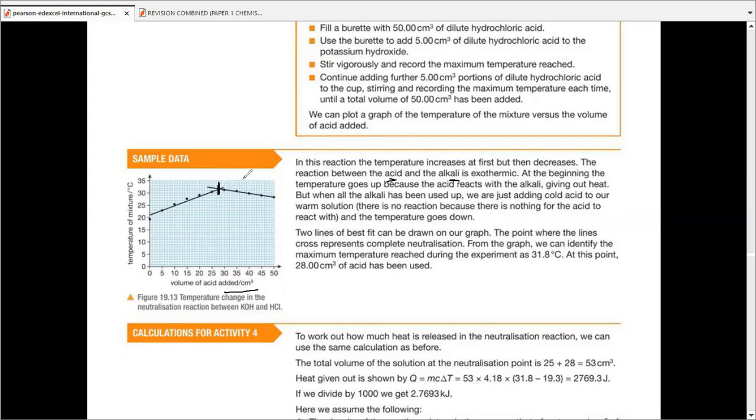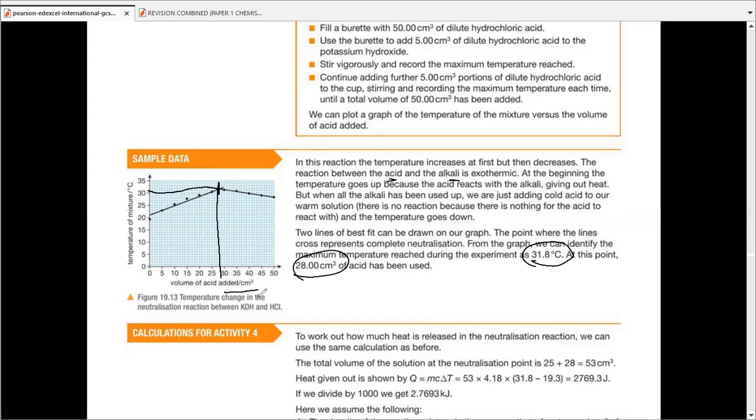So we have two best fit lines on the graph. The point where the lines cross one another, actually intersect one another, is the maximum temperature point, and that specific temperature point in this case is 31.8 degrees centigrade. And at that point, the exact amount of acid used is 28.00 cubic centimeter, right?